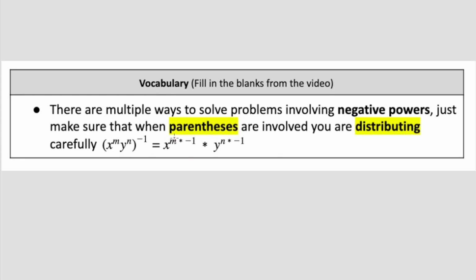So as you can see, there's multiple ways to solve problems involving negative powers. Just make sure that when parentheses are involved, you are distributing carefully. Here, the spelling of parentheses always gets me, so make sure you're spelling parentheses correctly, and make sure you're also distributing when you have parentheses in the exponents. With that, you should have seen all of the different types of exponent questions. Well, maybe not all of them, but a lot of them that people might throw at you.